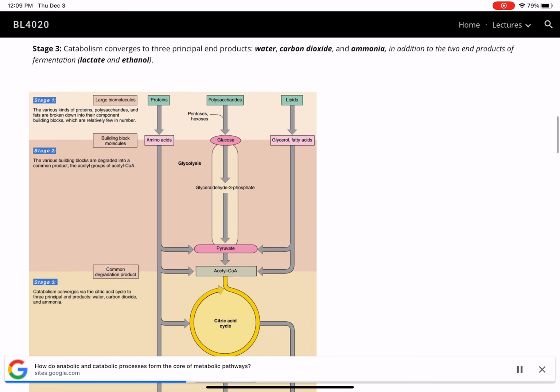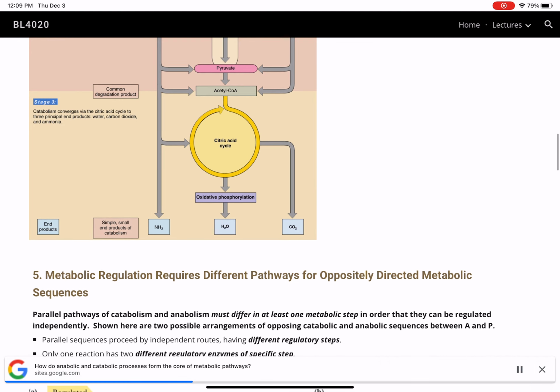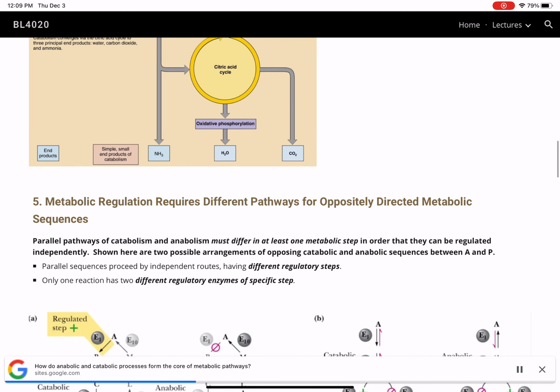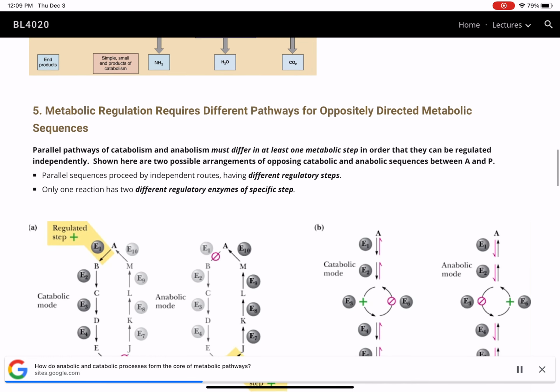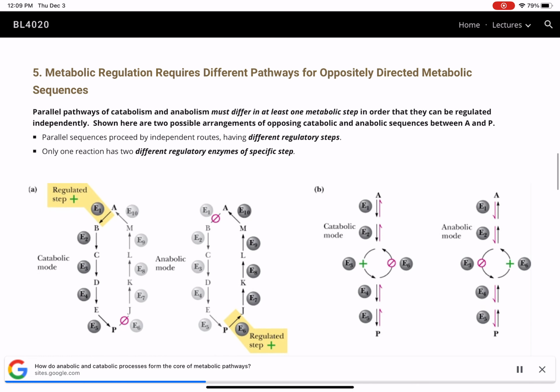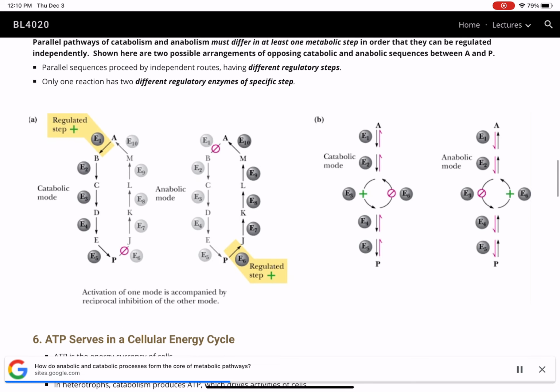5. Metabolic regulation requires different pathways for oppositely directed metabolic sequences. Parallel pathways of catabolism and anabolism must differ in at least one metabolic step in order that they can be regulated independently. Shown here are 2 possible arrangements of opposing catabolic and anabolic sequences between A and P. Parallel sequences proceed by independent routes, having different regulatory steps. Only one reaction has 2 different regulatory enzymes of specific step.